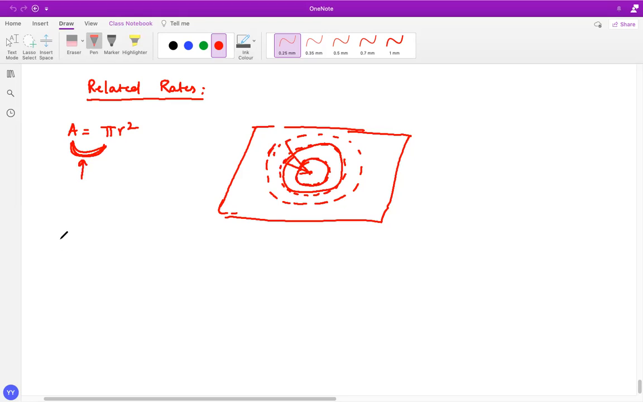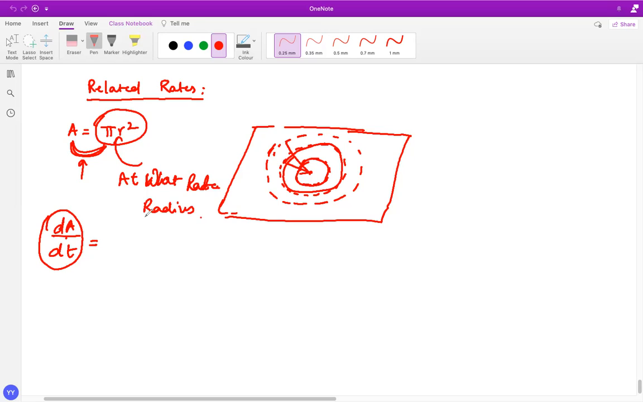For example, in this case, if I differentiate with respect to time, my left hand side is dA by dt. The significance of this is the rate at which area is changing with respect to time, and my answer will be in terms of the radius, at what rate my radius is changing with respect to time. That's a crucial question. So related rates help us link two different quantities with respect to the time parameter.